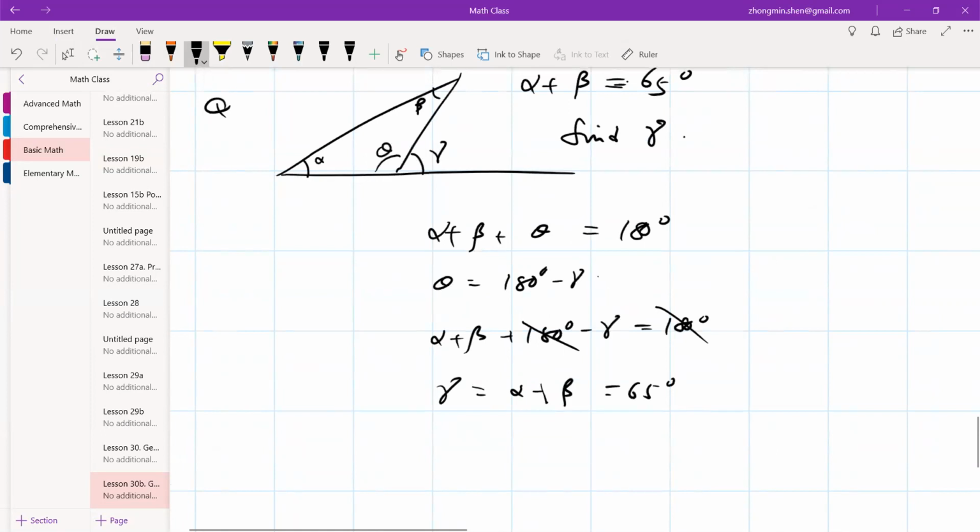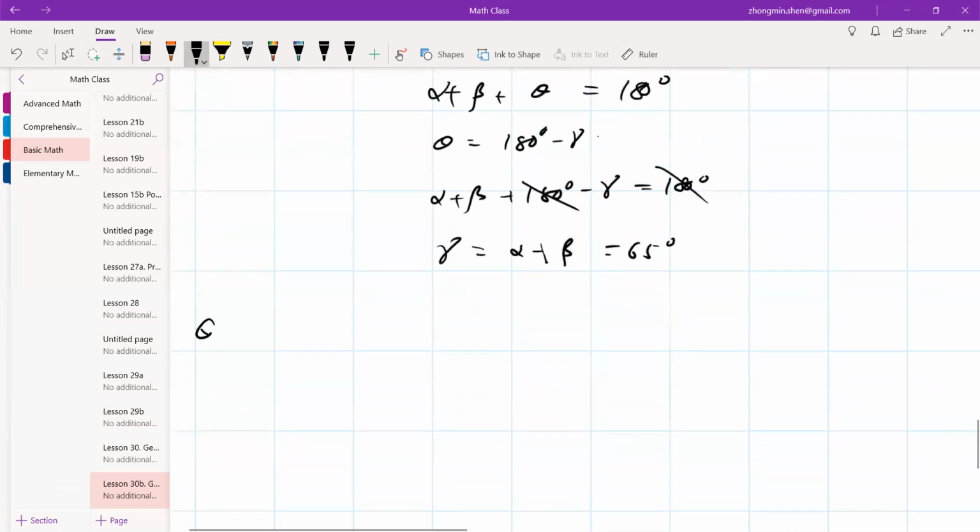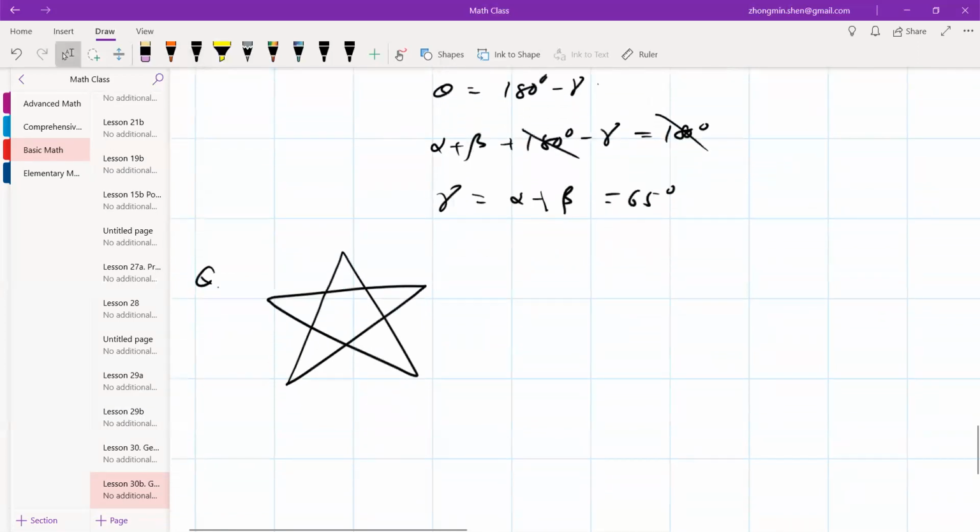All right, here's another one. I draw a regular star. So what is alpha? This is a regular star, all sides equal, a 5-point star.